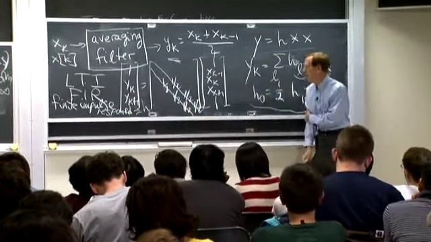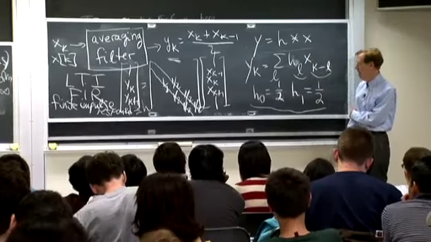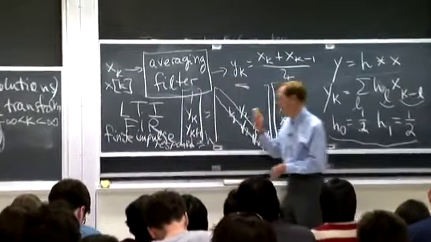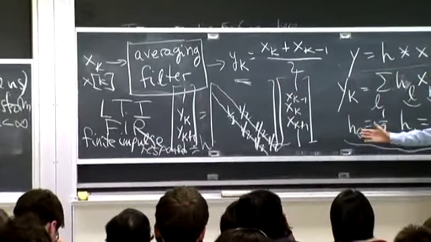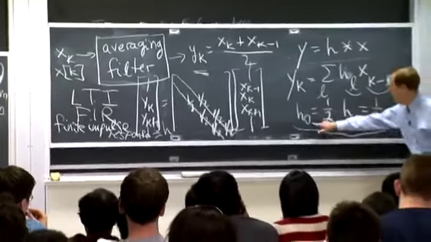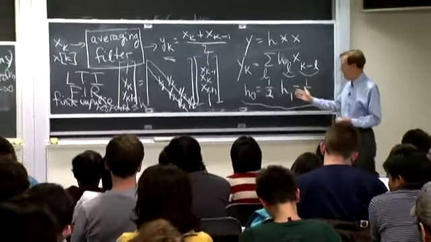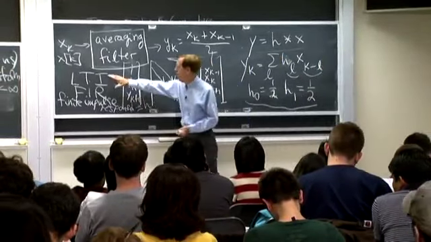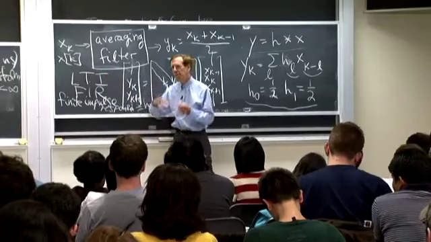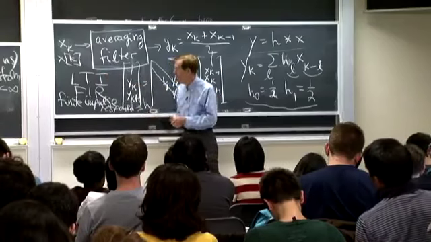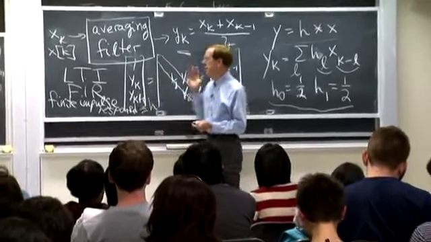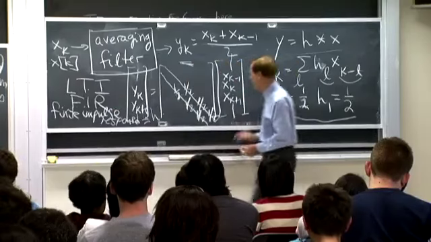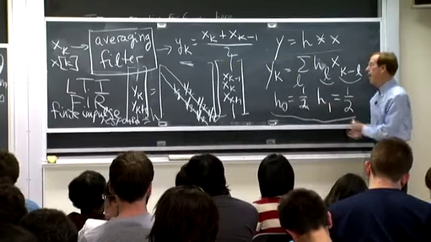So you could say they've created a long word for a small idea. True. And the idea, the word finite is the important one. Finite meaning that it's finite length. I only have a finite number of h's, and in this case, 2 h's. So that's part of every subject, just learning the language. So LTI means you've got a convolution. FIR means that the convolution has finite length.